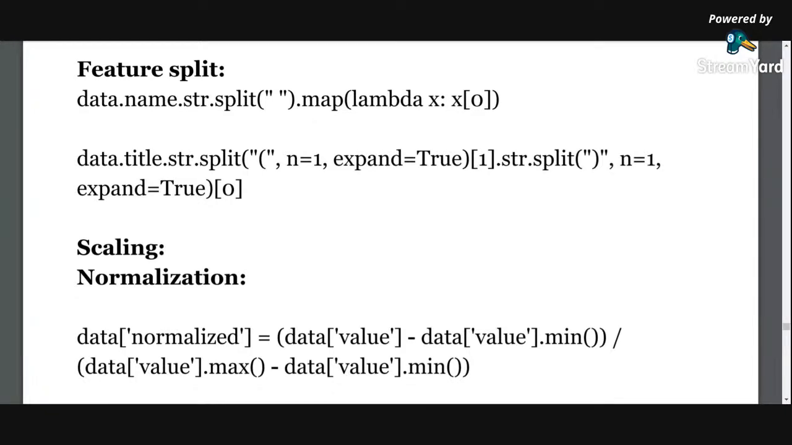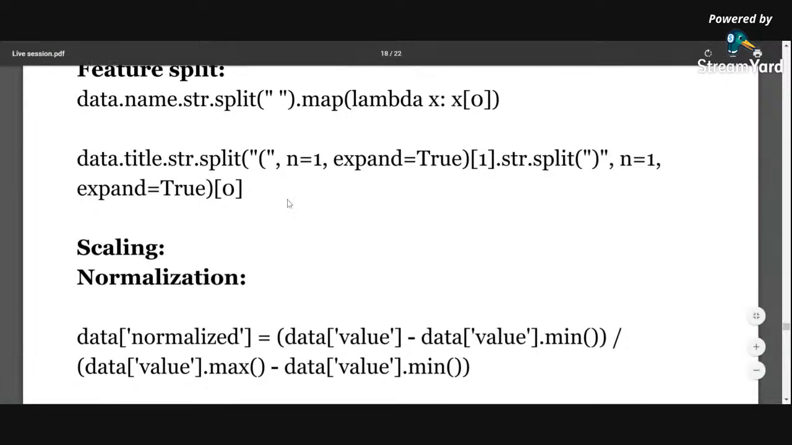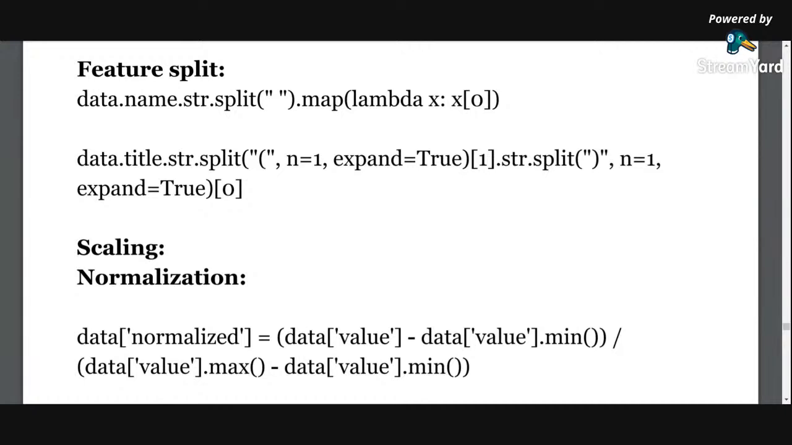So feature split. So that is how it works. And then let's say we have another column called title, and the data is in parentheses. So what we want to do is get only the data that is inside the parentheses. So instead of giving white spaces, we can give an opening parenthesis.